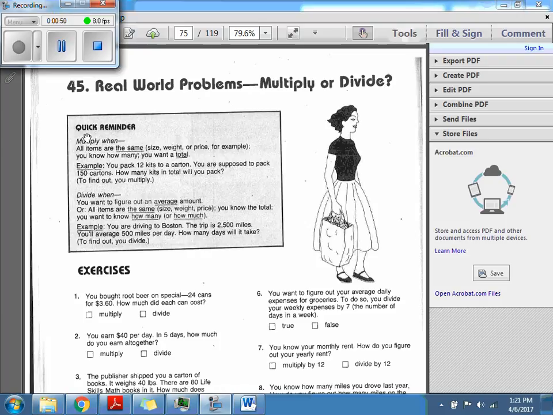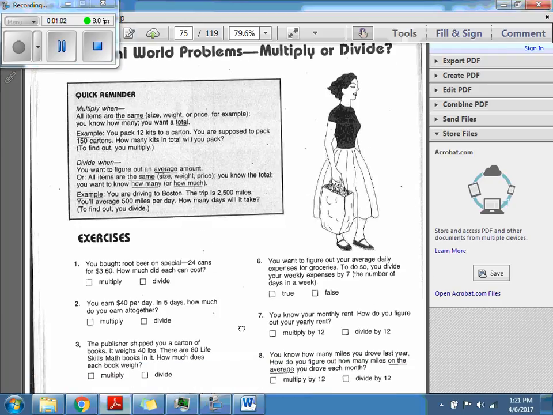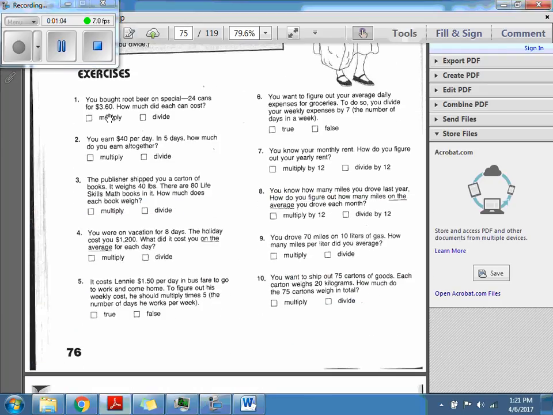So again, you multiply when you have all of the same and you want to find a total. You divide when you have a big group and you want to split it into smaller chunks. Again, you're not solving the problems, you're just deciding if you would multiply or divide if you were to solve those problems.